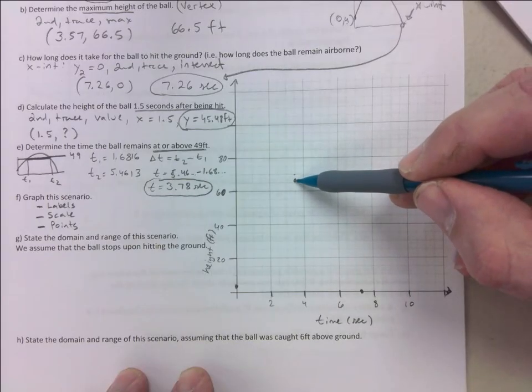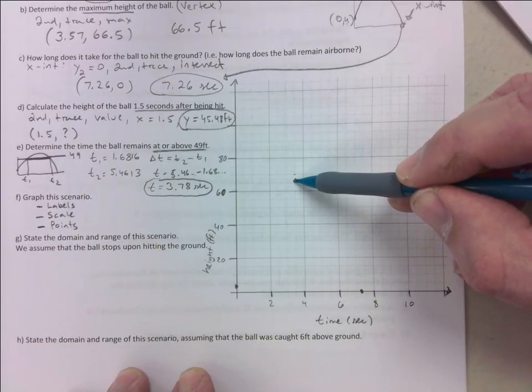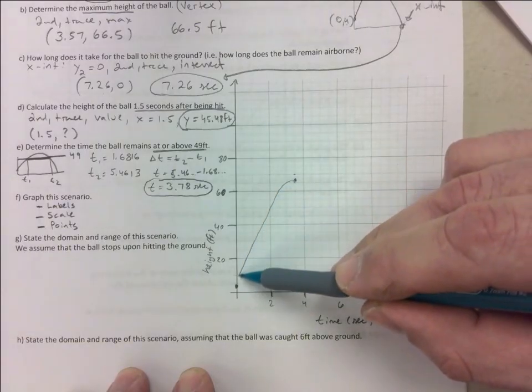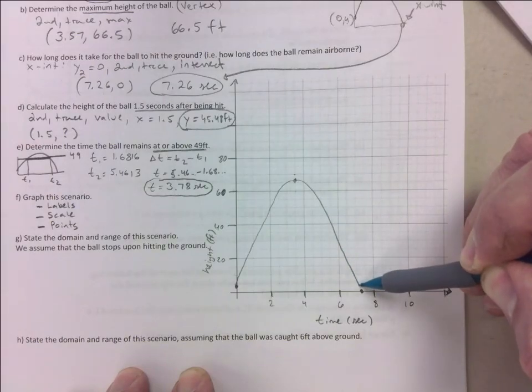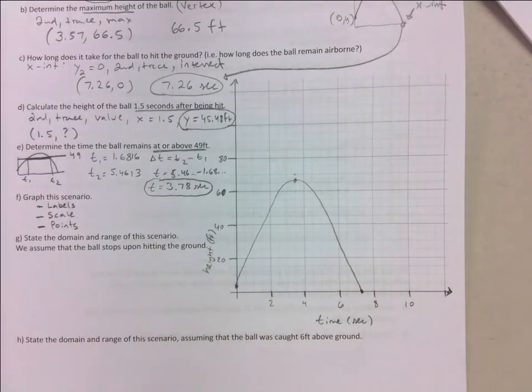And I always go to my vertex and go to either end. So I'm going to go vertex down to the y-intercept, vertex down to the other x-intercept.